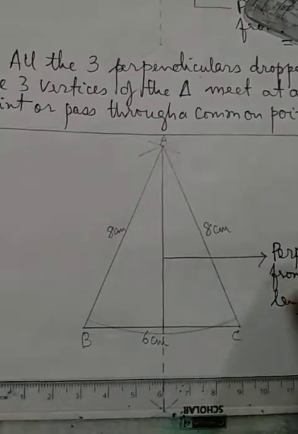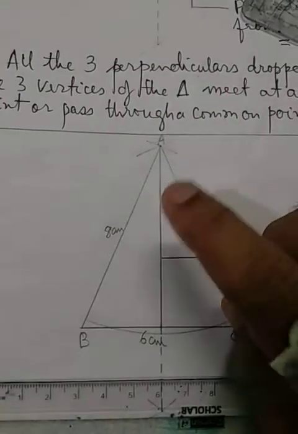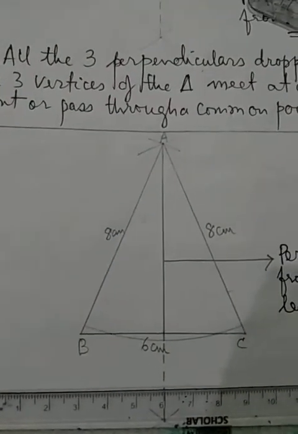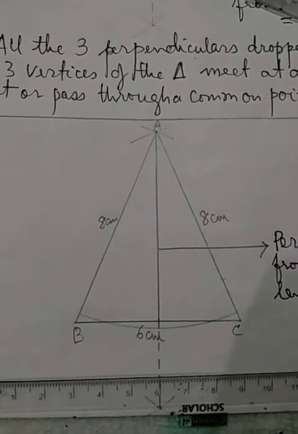So I have done this. For your practice, you are supposed to do these sums in your copy and check. If you do, then only your hands will be set, children. If you do, then your hands will be set.